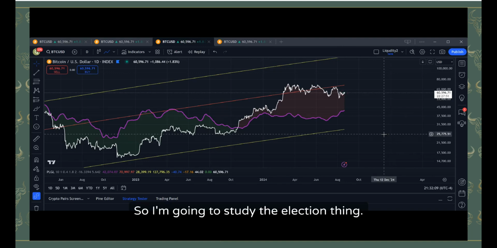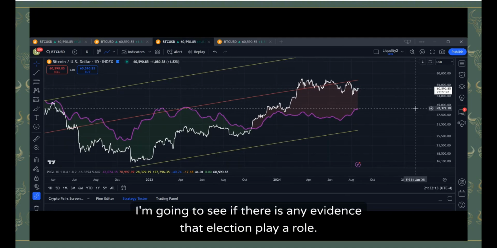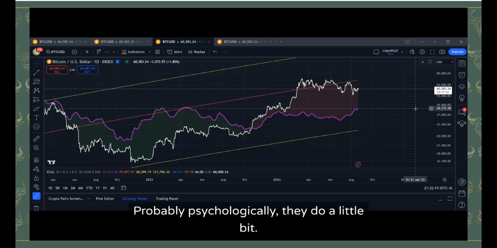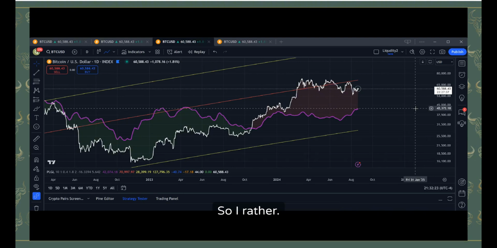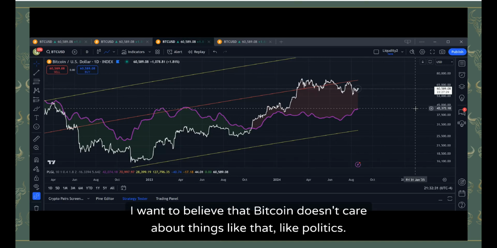So I'm going to study the election thing. We didn't have many elections, right? Because they're happening every 4 years. But I'm going to see if there is any evidence that election play a role. Probably psychologically they do a little bit, but it can go both directions. So until I have data, I don't want to go one direction or the other. I want to believe that Bitcoin doesn't care about things like that, like politics.